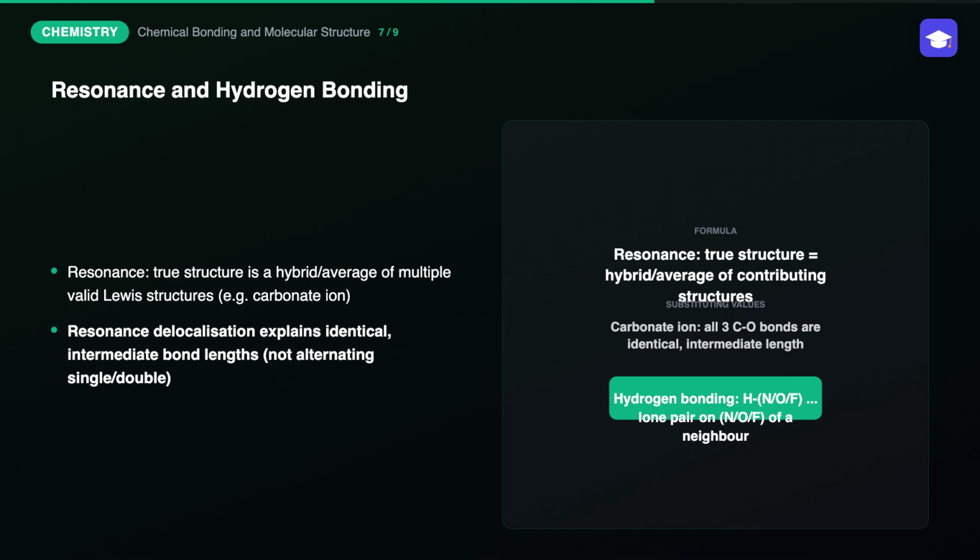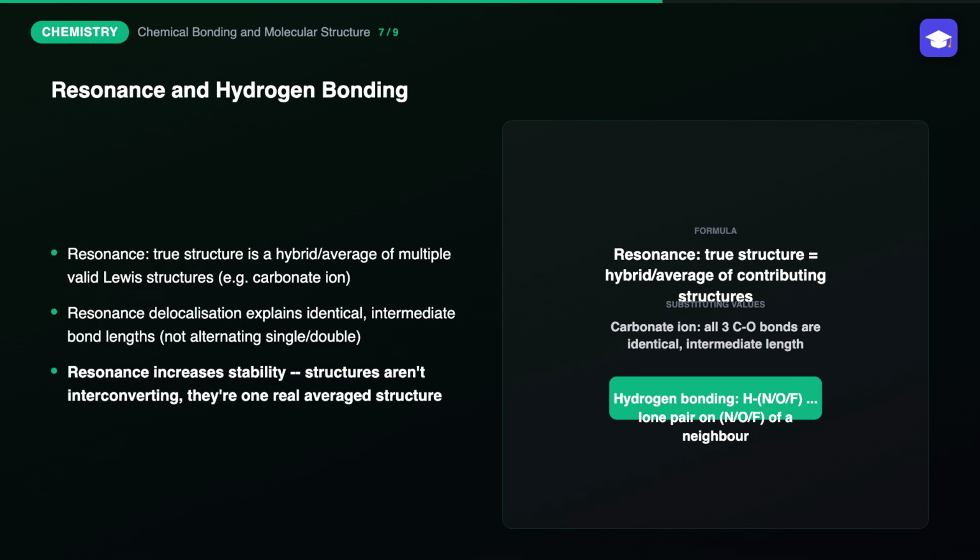Resonance structures are not different molecules rapidly interconverting back and forth, they are simply alternative ways of drawing one single, unchanging, actual structure, and increasing genuine resonance delocalization generally increases a molecule's overall thermodynamic stability.